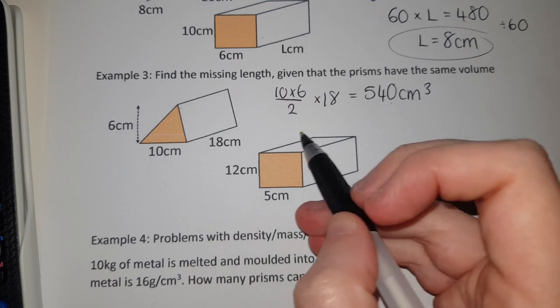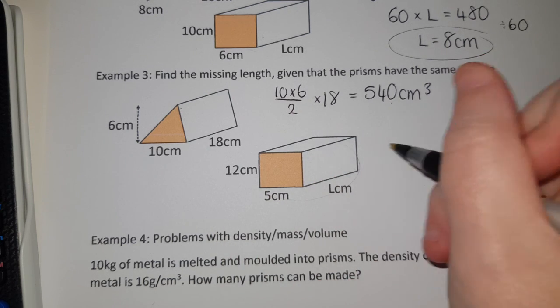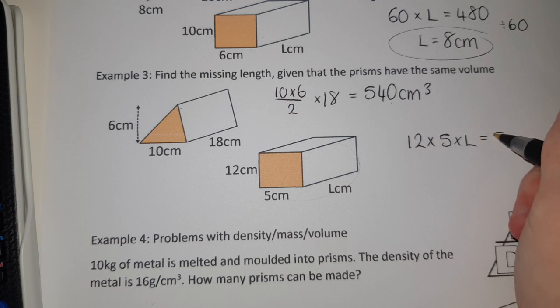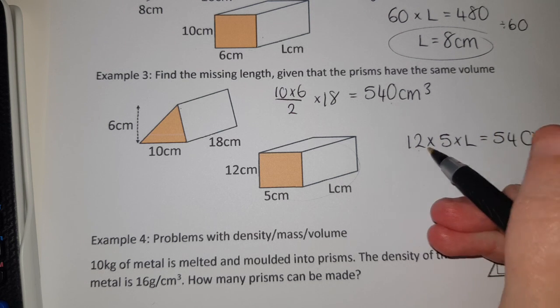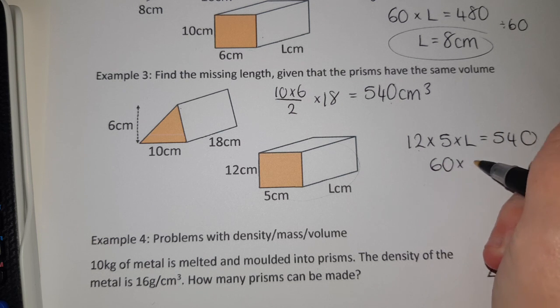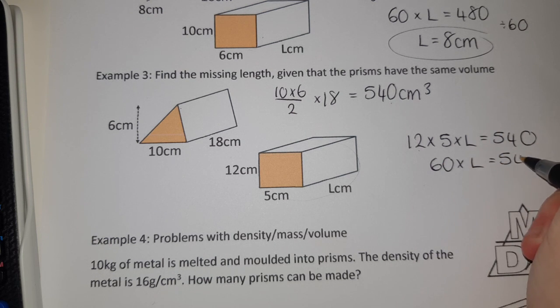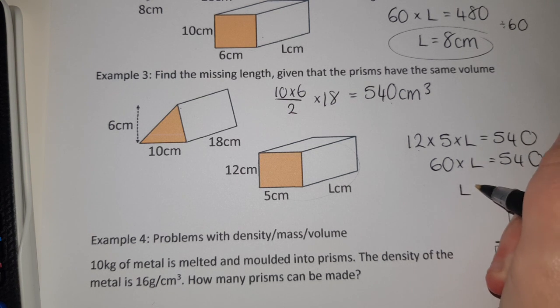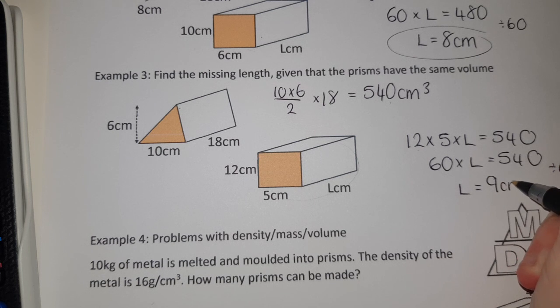That volume has to be the same for this shape. So for a cuboid, remember, you just multiply the three lengths together. So 12 times 5 gives me 60. So I've got 60 times something gives me 540. So if I do 540 and I divide it by 60, I get that my missing length must be 9 centimetres.